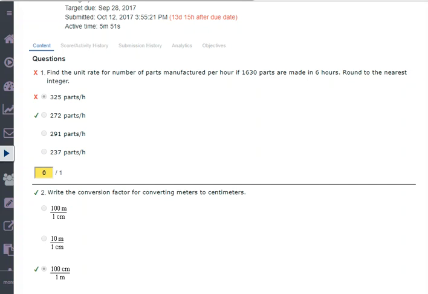It says find the unit rate for number of parts manufactured per hour if 1,630 parts are made in 6 hours, round to the nearest integer. When you're finding unit rate, you take the number of parts, 1,630, and divide it by 6 hours, because you're trying to find how many parts per 1 hour. I'm going to write the units here. So it's how many times does 6 go into 1,630. On a calculator, I'm doing 1,630 divided by 6.